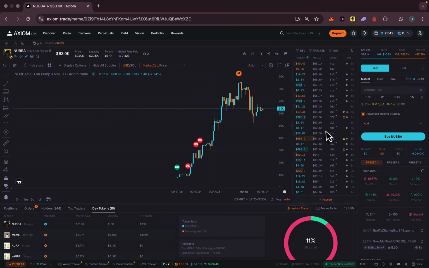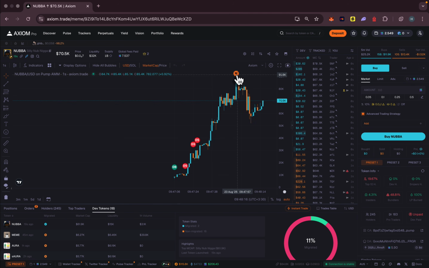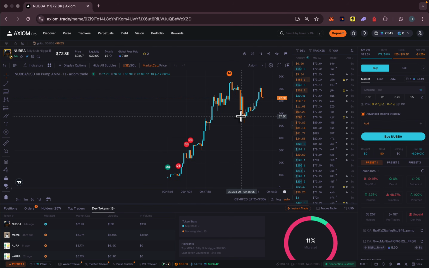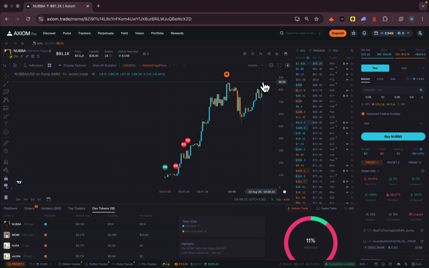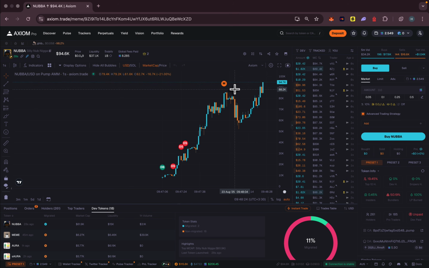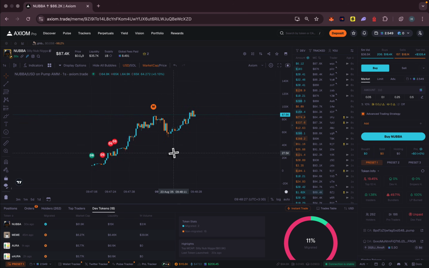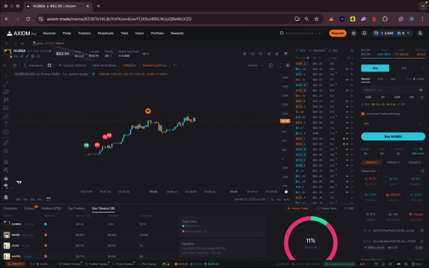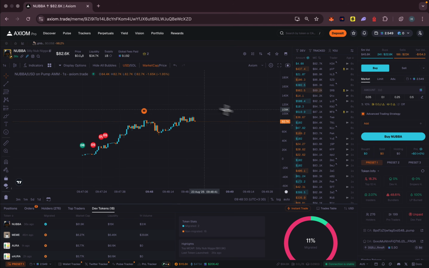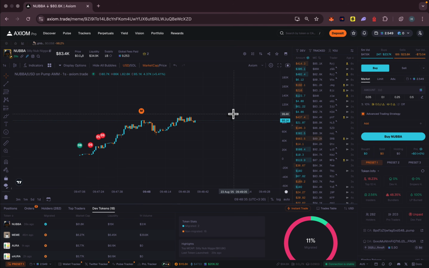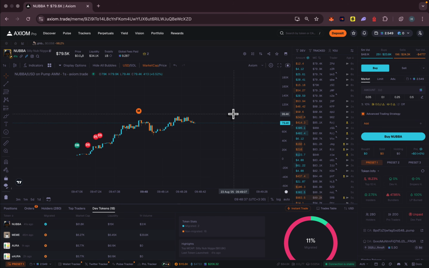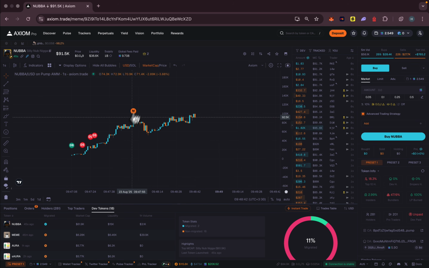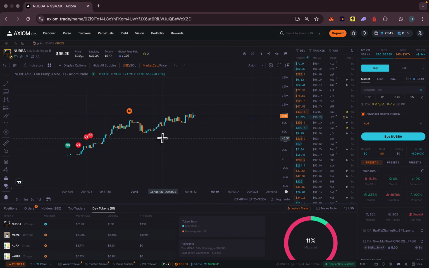Let's take a look at this one. Okay, look at here. It graduated, dumped until 54, and right now you can see it even passed the migration level. Probably this could even reach 120. However, I'm not sure about the idea, but you can see how this strategy works. You have enough time to do your own research about the project. You don't have to rush, and always wait for this dump after the migration.